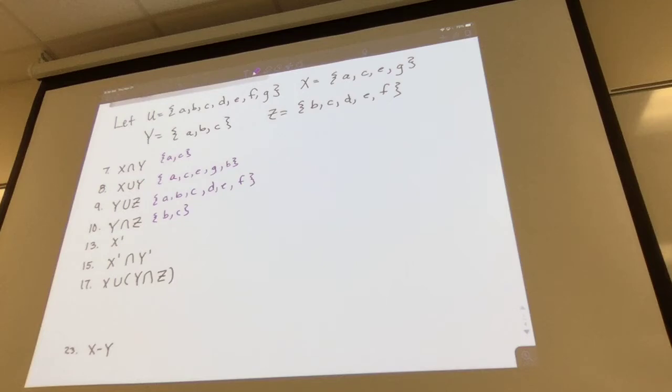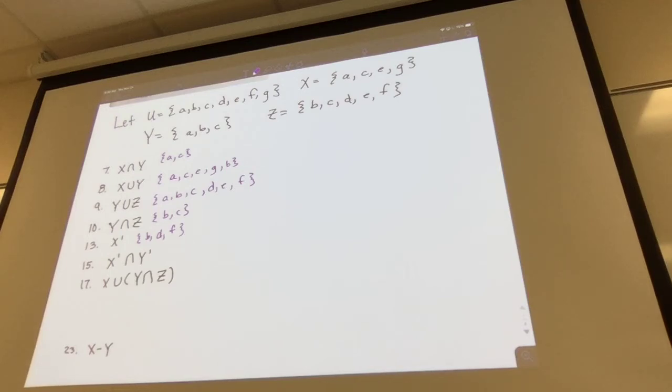Okay. X complement or X prime means not in X. So if the universal set is A, B, C, D, E, F, G, and we know X is A, C, E, G, we want to know what's not X but is in the universal set. B, D, and F. So did I miss anything? Got it, okay.